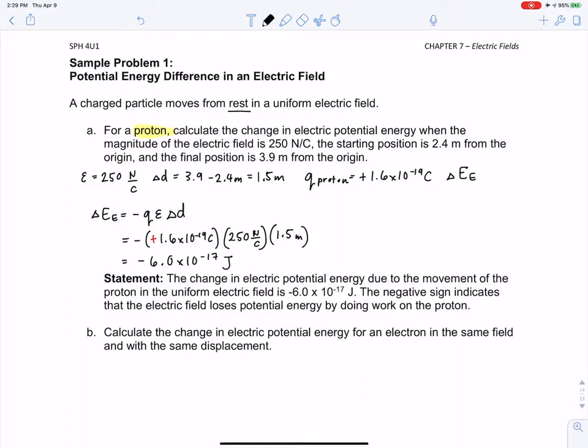Therefore, the change in the electric potential energy due to the movement of the proton in the uniform electric field is negative 6 times 10 to the power of negative 17 joules. The negative sign indicates that the electric field loses potential energy by doing work on the proton, and as a result, the proton gains kinetic energy.